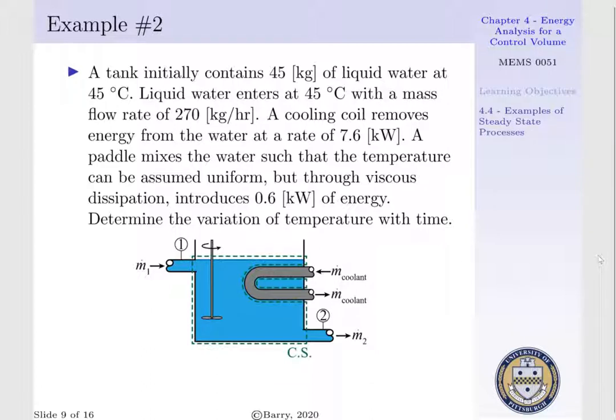M.1 is our water entering at a flow rate of 270 kilograms per hour with a temperature of 45 degrees centigrade. M.2 is the mass flow rate of our water exiting, now with a different temperature. We have our cooling coil, where a mass flow rate of coolant enters and removes energy from our water. Additionally, our paddle wheel spins, adding energy into our system. To determine the variation of temperature with respect to time, we're going to have to apply the conservation of energy equation.